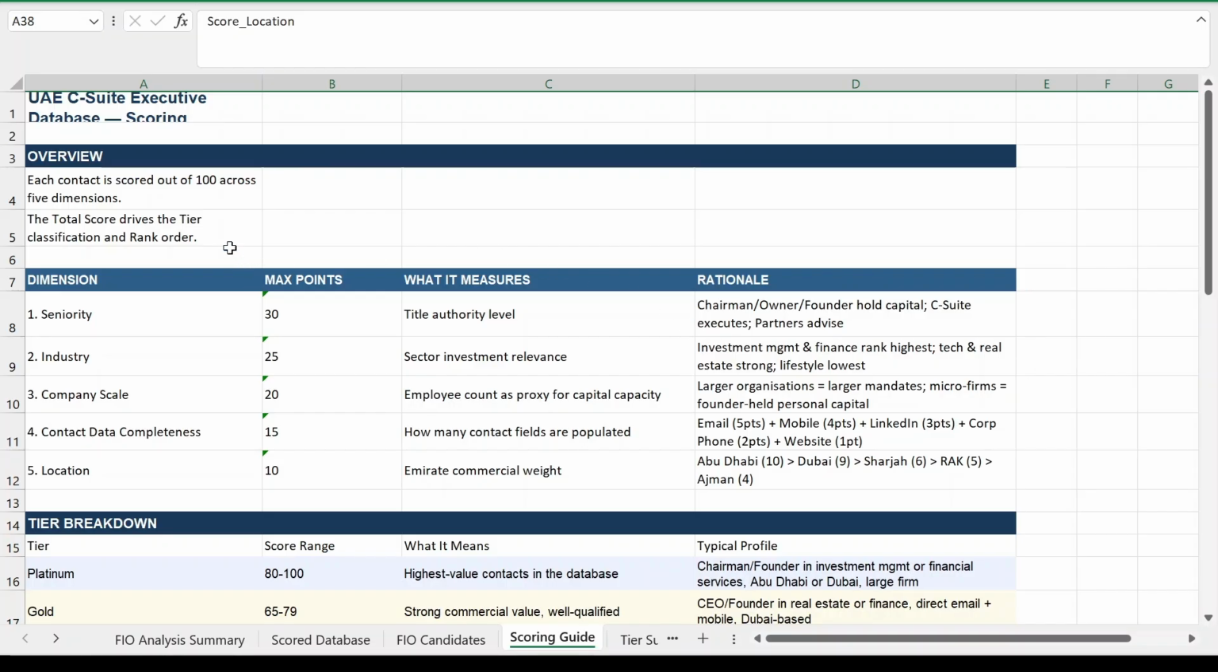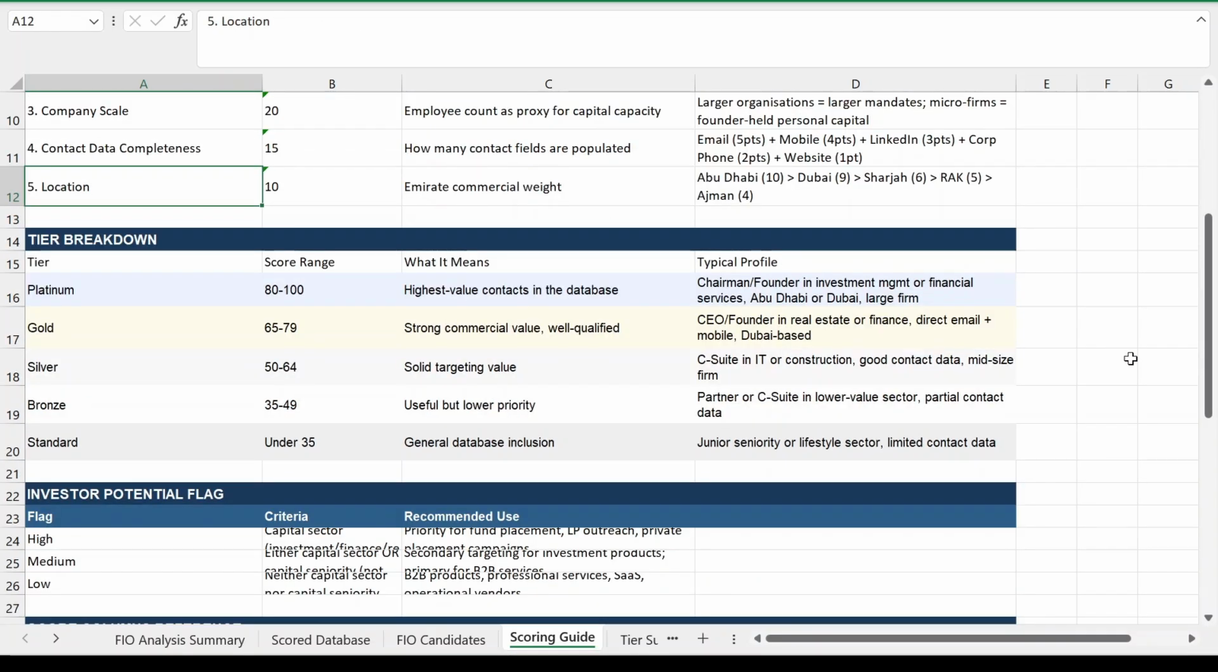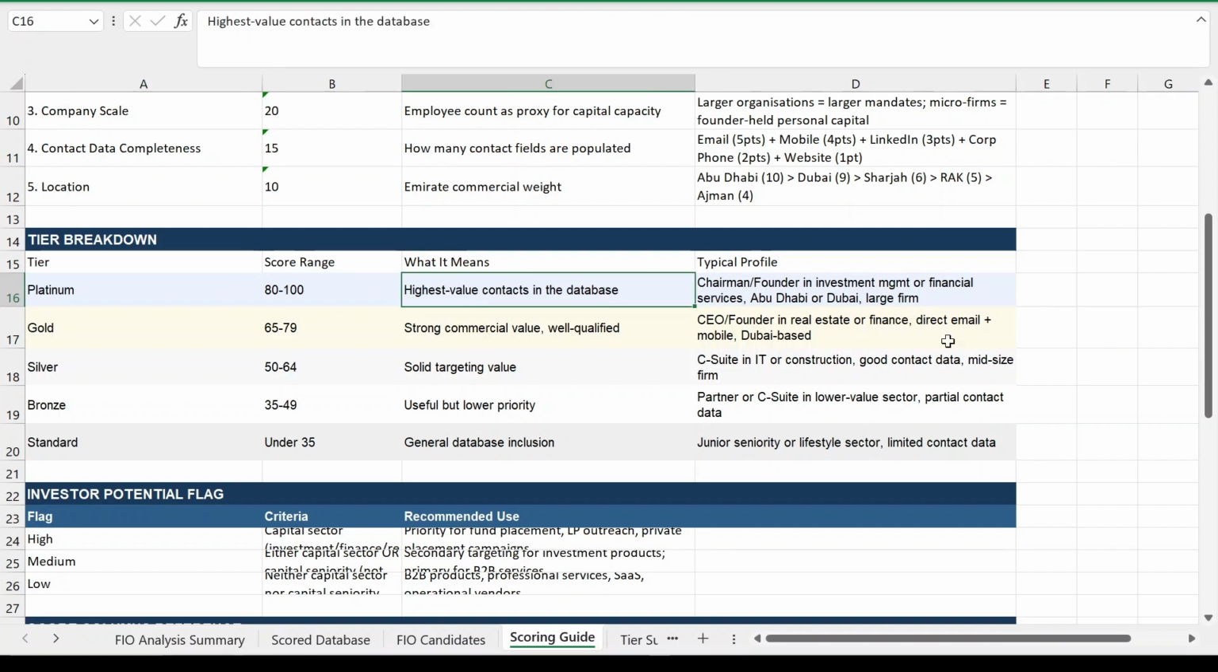You can see here, here's the scoring, how I did the scoring. Each contact is scored out of 100 across 5 dimensions. That includes seniority, industry, company size, contact data completeness, and location. And then the tier breakdown. What does it mean? Well, if they're in the platinum, that means they got a score between 80 and 100. Highest value contacts in the database. In other words, if somebody said, we can only go out to 50 or 100, who are we going to go out to? Then these would be the ones that we would look at. So these are typically going to be chairman, founder, in investment management or financial services, Abu Dhabi or Dubai, large firms. So there's some key screening.